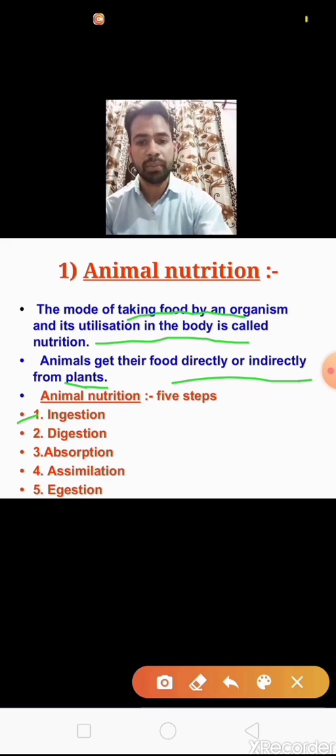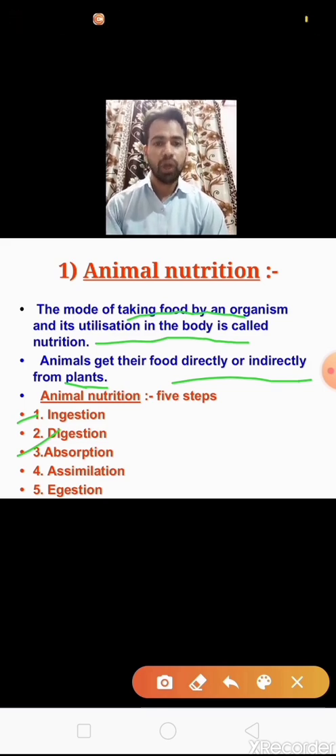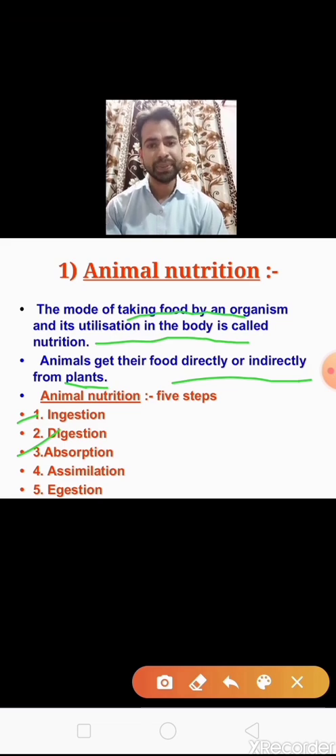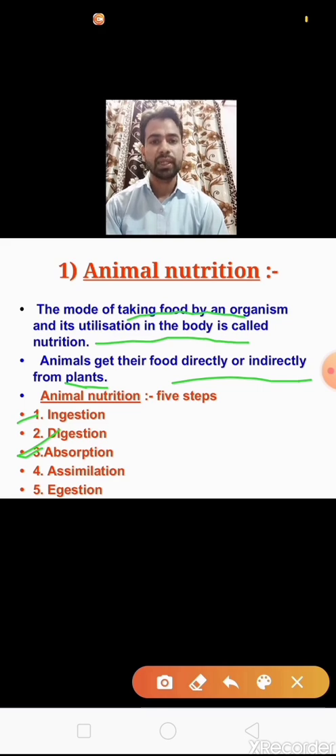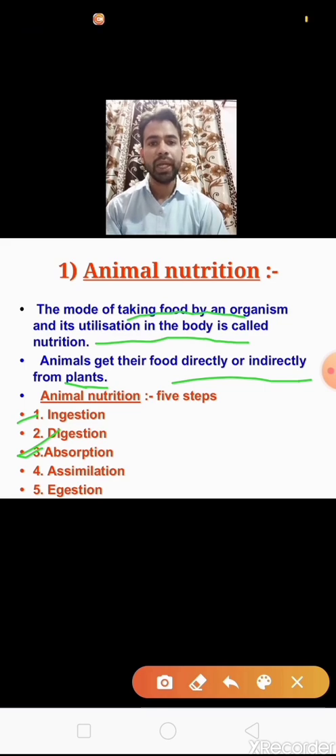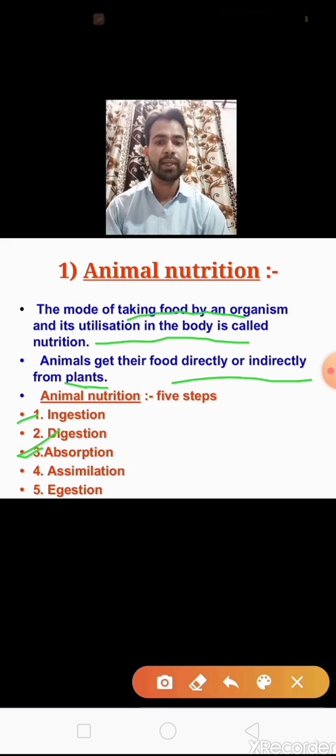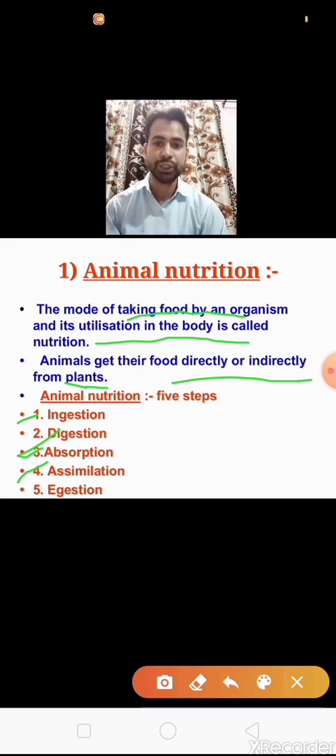Now digestion, number 2. Digestion is the process in which complex food is broken down into simpler substances. Third, absorption. Absorption is the process in which the digested food is absorbed into the small intestine, and the process is known as absorption. Okay. Number 4 step of animal nutrition is assimilation.